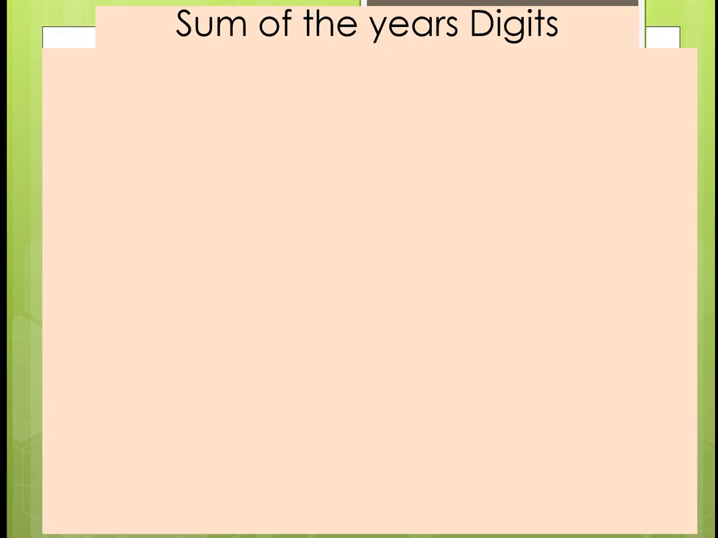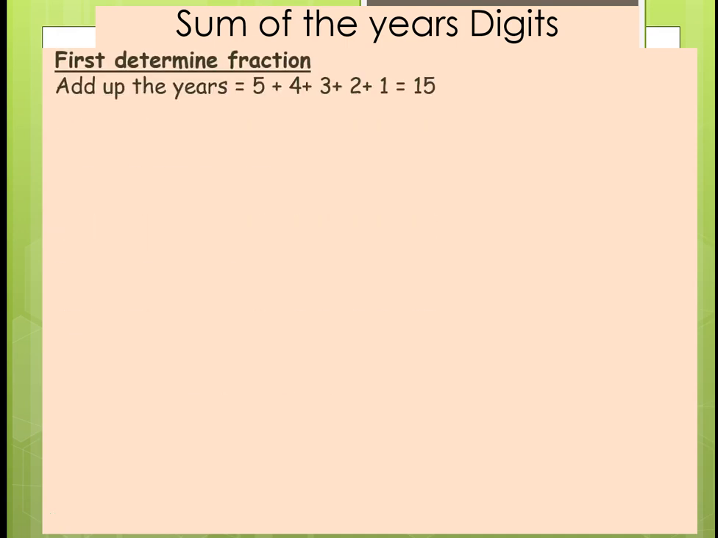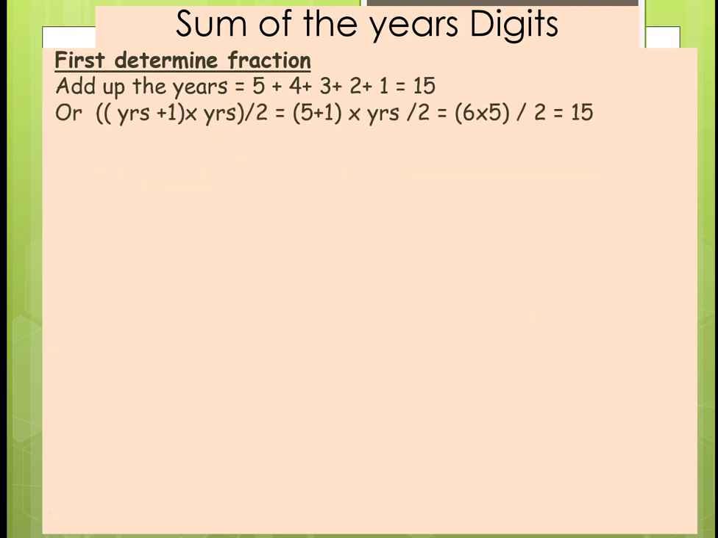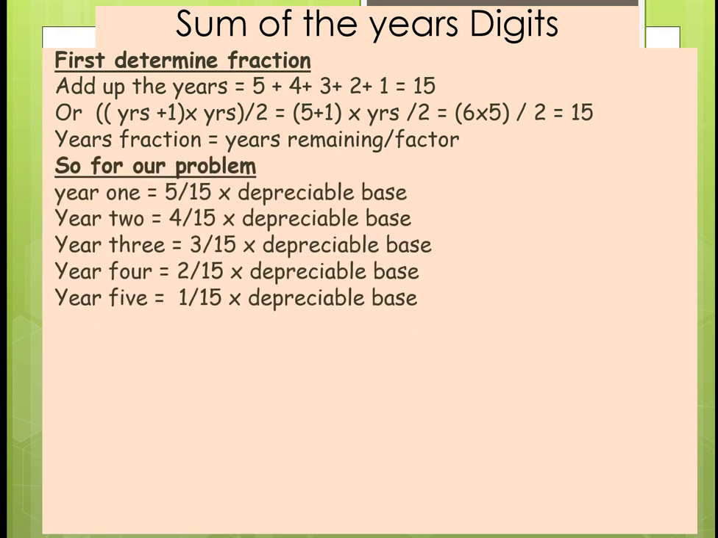Now, sum of the year's digits, this is a tricky one. First determine the fraction. I have two methods. You can add up the years, 5, 4, 3, 2, 1, or you can use the formula, which is years plus 1 times years divided by 2, and you'll get the correct number. That's the easier way to do it. So, years fraction equals years remaining divided by the factors. In year 1, it's 5 divided by 15. In year 2, it's 4 fifteenths, then 3 fifteenths, then 2 fifteenths, 1 fifteenth.